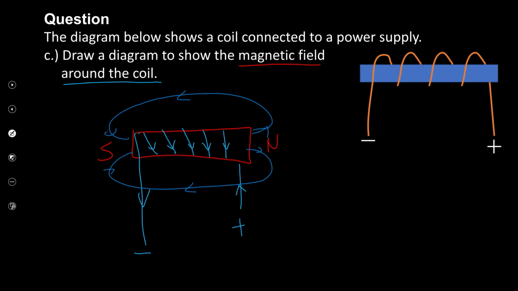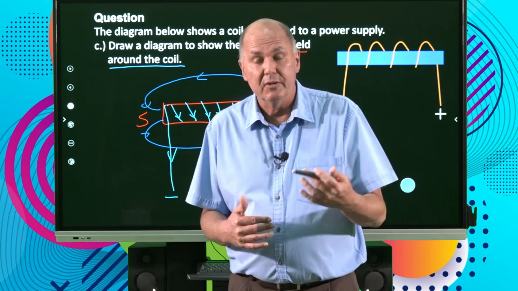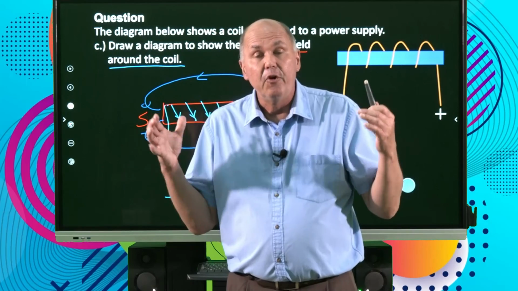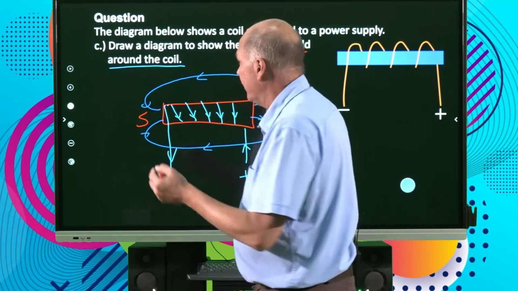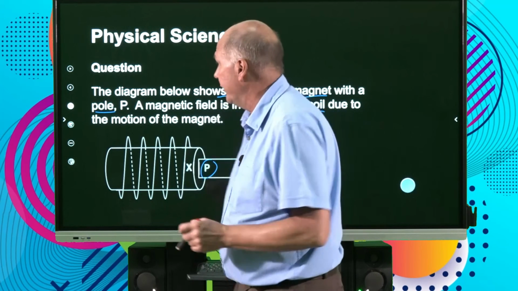Right, I think we've covered that question, which was quite an interesting question, and it's important that we recognize this phenomenon of electromagnetism. Let's have a look at the next question. So here is a situation which says we've got a diagram below that shows a coil and a magnet with a pole P. So there's the magnet and it has a pole P. A magnetic field is induced in the coil due to the motion of the magnet. So the magnet is moving relative to the coil and we're needing to find out some things about it.